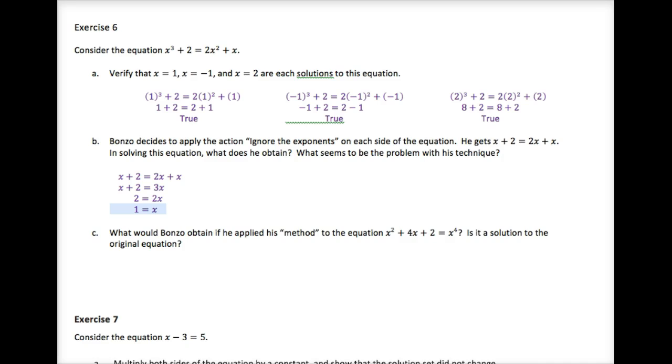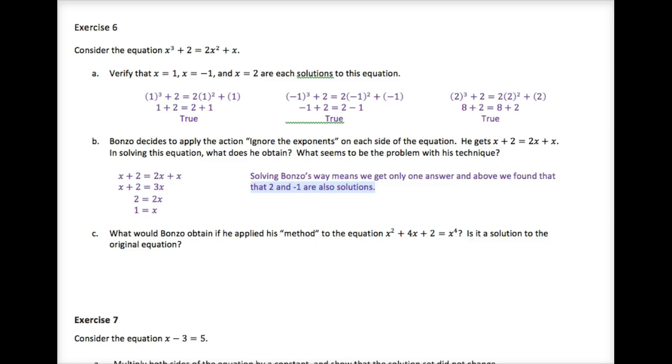Excellent. Well, it'd be great, except that up here we've already proved that we should have a -1 and a 2 in this answer as well. So what we know is that his method might give us only one answer, and above we found that we had a 2 and a -1, which were also solutions. It's probably not safe to assume that we can ignore the exponents.